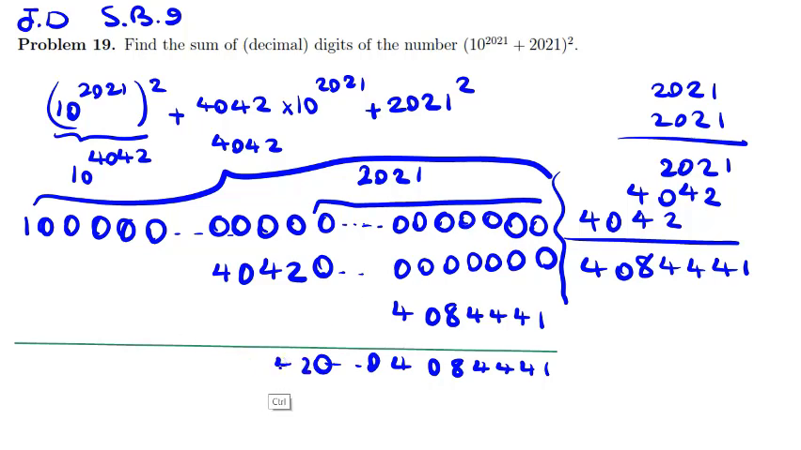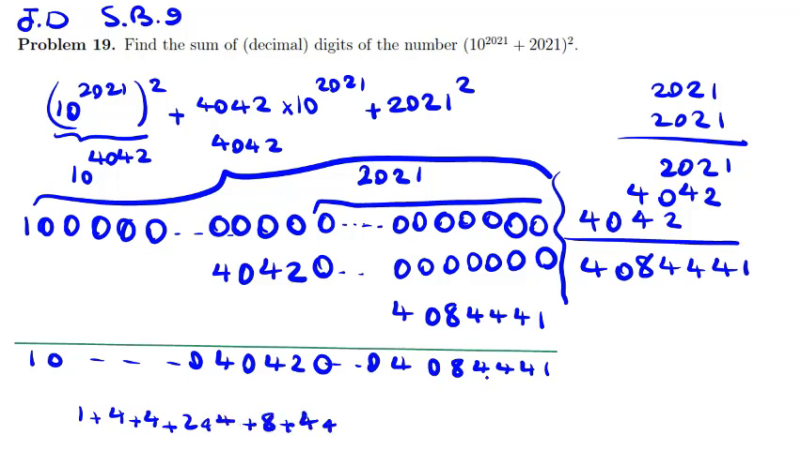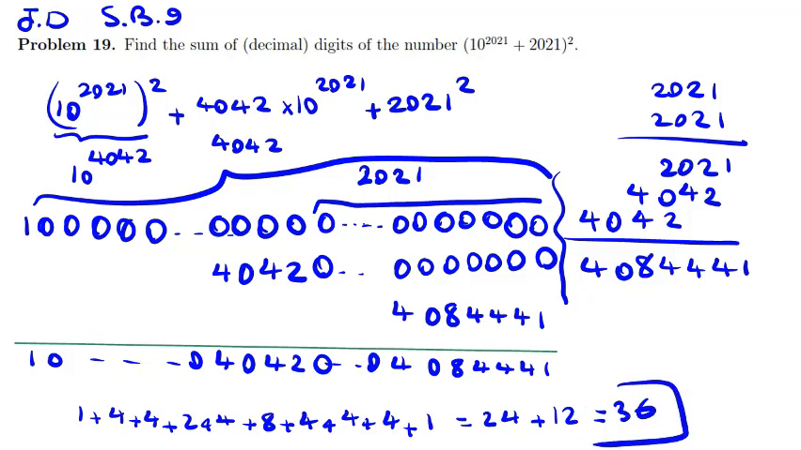And this one will be 2404, some zeros, and then here 1. So the sum of digits will be what? 1 plus 4 plus 0 plus 4 plus 2 plus 4 plus 8 plus 4 plus 4, 3 fours, plus 1. How many 4s do we have? 1, 2, 3, 4, 5, 6. 6 fours, 24. So let's calculate the other digits. 1 plus 2, 3. 3 plus 8, 11. 11 plus 1, 12. So it's 12. And 12 plus 24 is 36. So the answer of this problem is equal to 36.